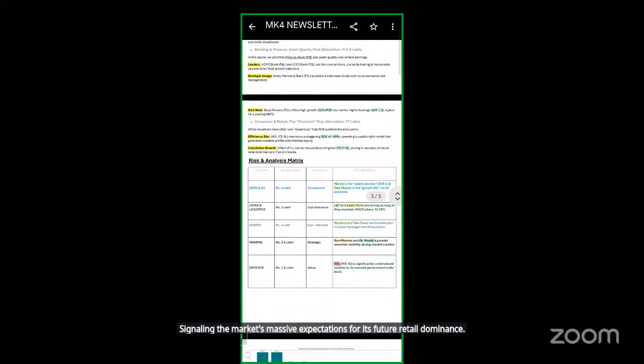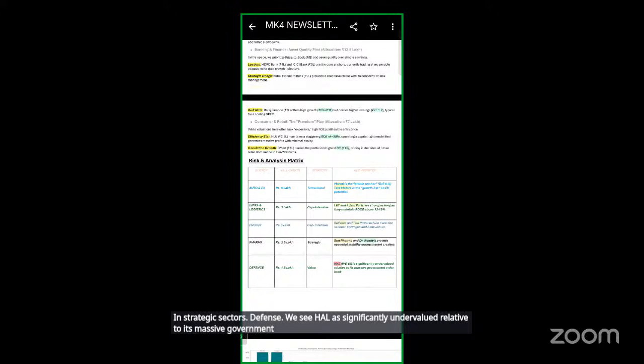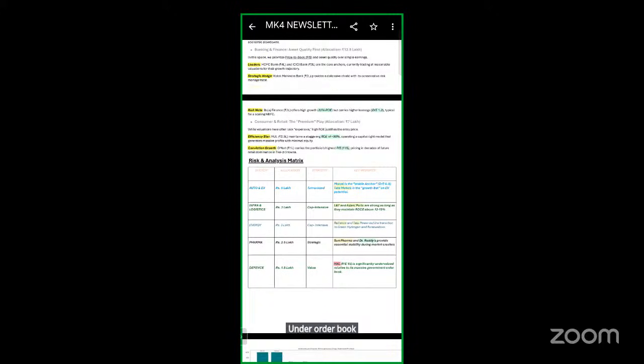In strategic sectors, defense, we see HAL as significantly undervalued relative to its massive government order book. Auto and EV: Maruti acts as a stable anchor, while Tata Motors is a growth bet on the EV revolution. Energy: Reliance and Tata Power are leading our transition into green hydrogen.